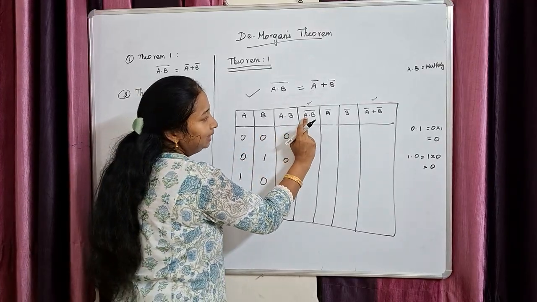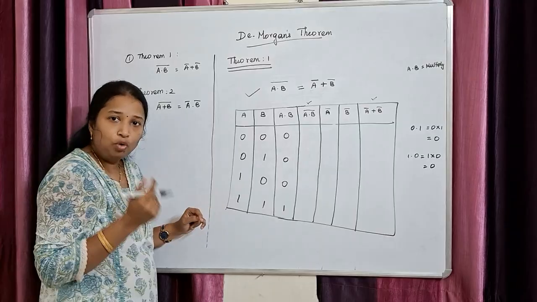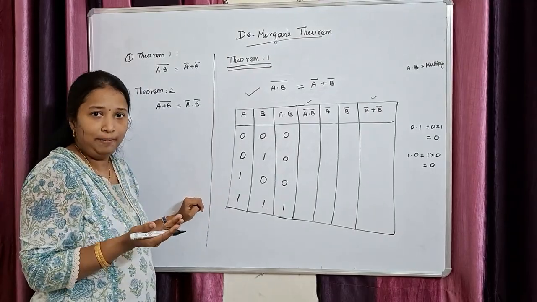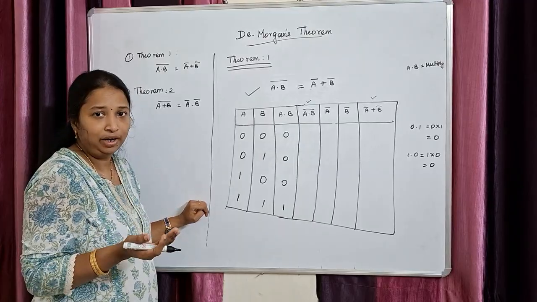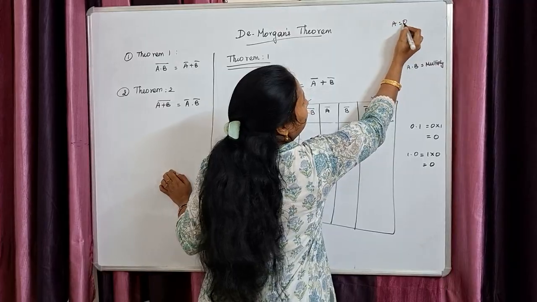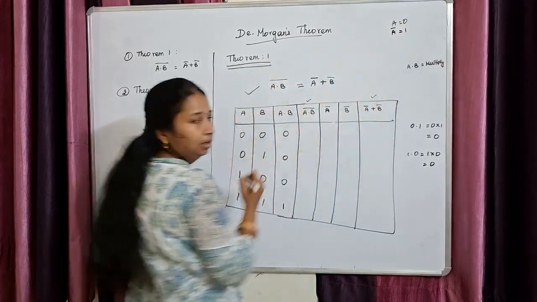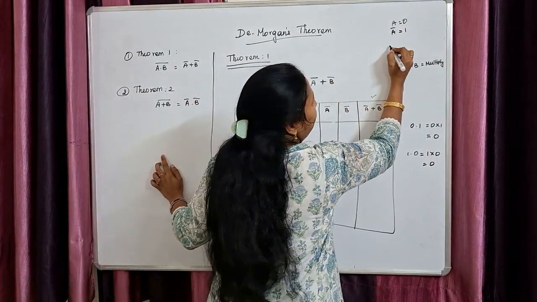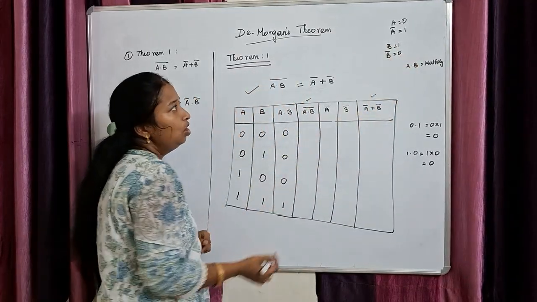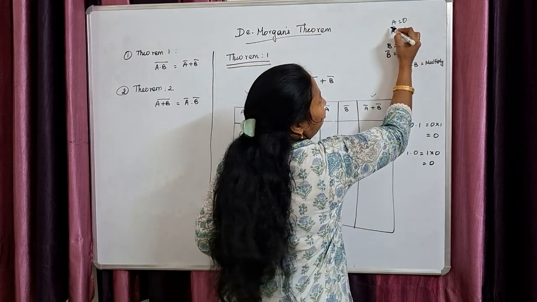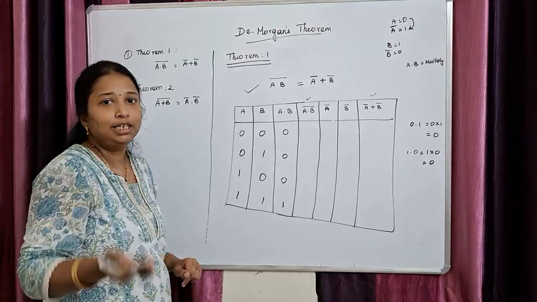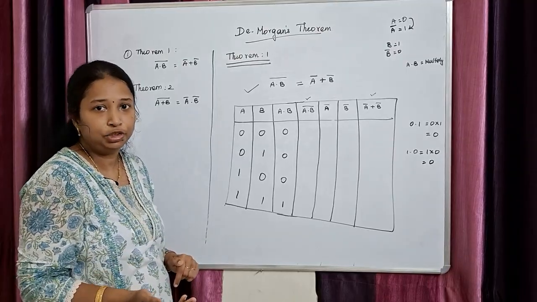What is my next step? It is A dot B the whole bar. What do you mean by bar? Bar meaning whatever value you have, you have to take a complement of it. If it is 0, it becomes 1. If it is 1, it becomes 0. If A is equal to 0, what is A bar? A bar will be 1. If B is equal to 1, what is my B bar? B bar will become 0. Whatever value you have, if you take a complement, that value will get toggled.